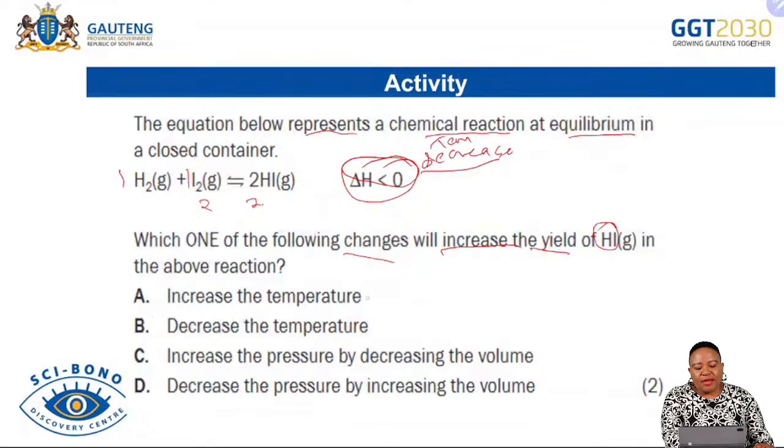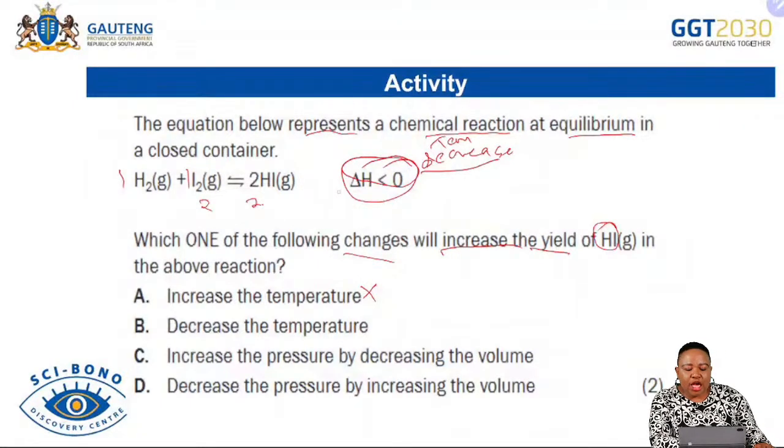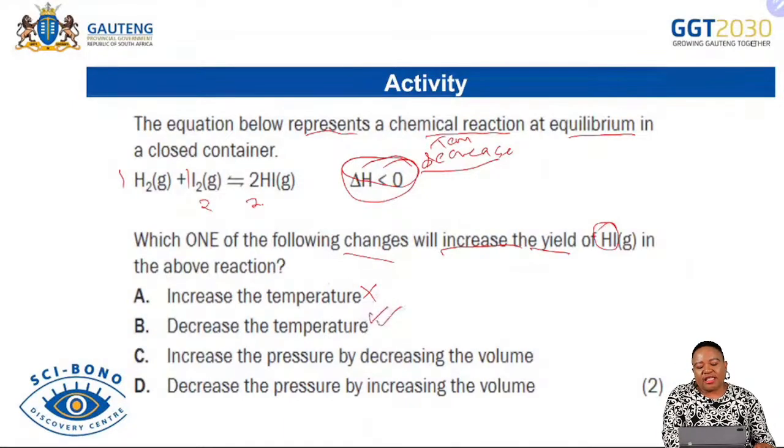The increase in temperature, definitely not. Remember, the increase in temperature will favor the endothermic reaction, and the forward reaction is exothermic. So increase in temperature is incorrect. However, the decrease in temperature definitely is correct, because our forward reaction is exothermic. So the decrease in temperature favors the exothermic reaction.